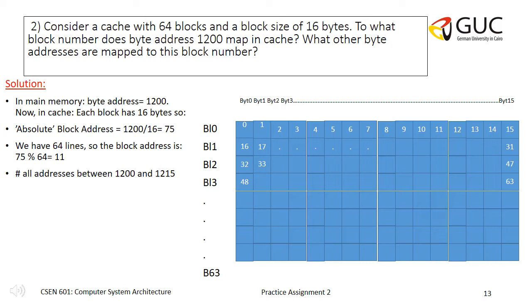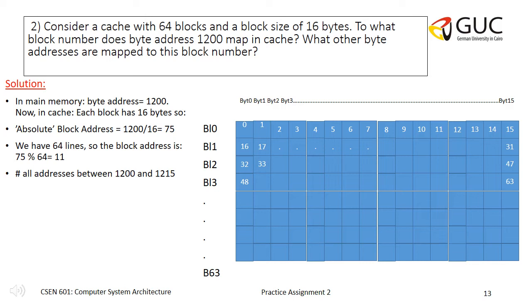So again, to understand the figure, here we have a cache, and we are neglecting the index, the tag part, and the valid bit. We're just having the data part here. So we have data of 64 blocks, each block having 16 bytes, and we want to know byte number 1200.